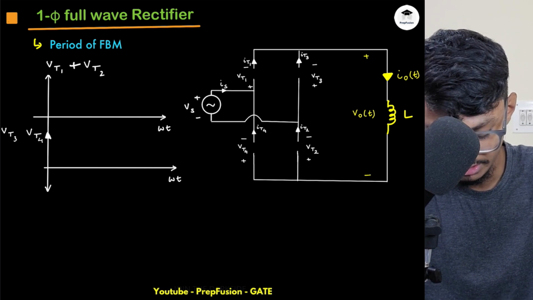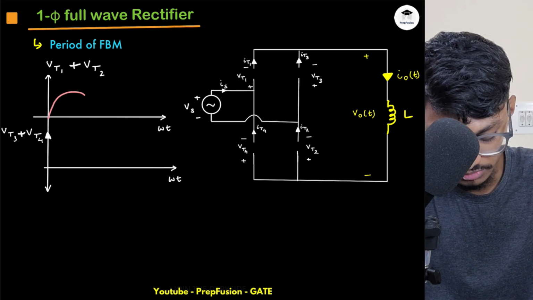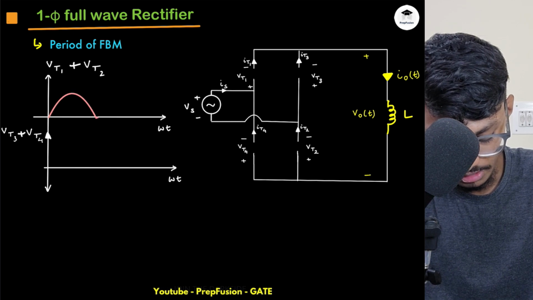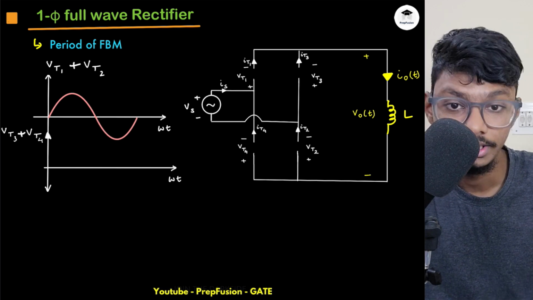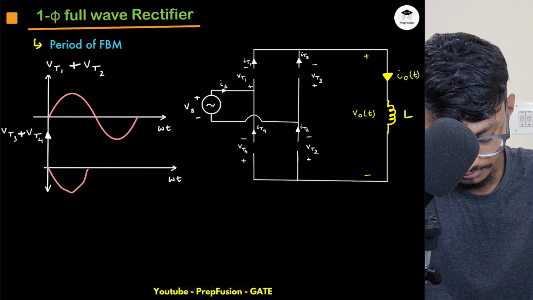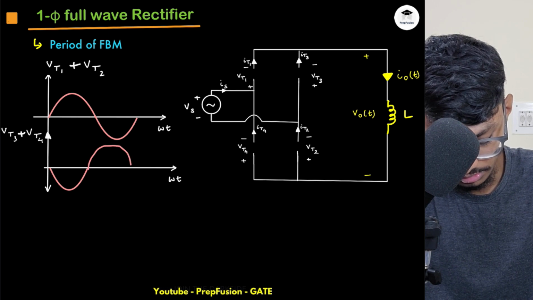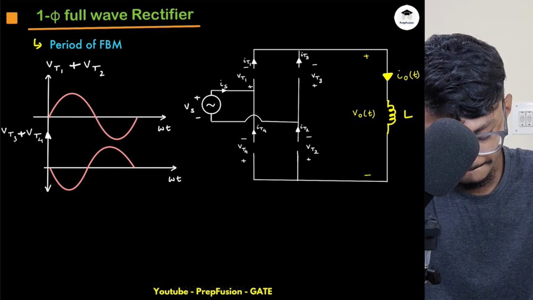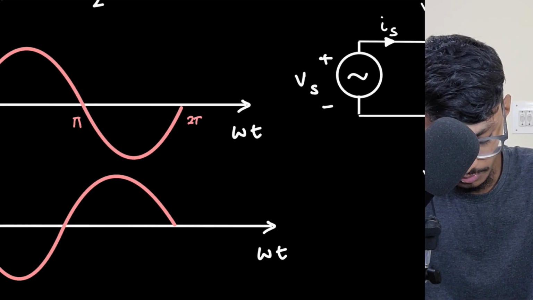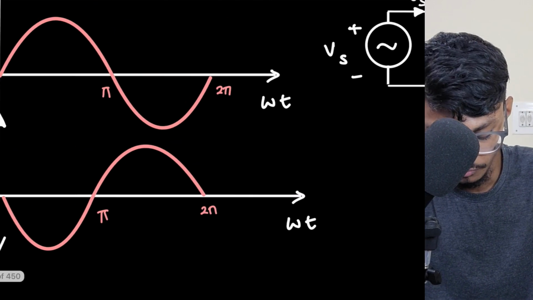So I can easily identify the region of forward blocking mode. What is the region of forward blocking mode? In case of T1 and T2, it will be from 0 to pi, and then it will be negative. And in case of T3 and T4, it will be negative, and then it will be positive. Negative and positive, right? So this is pi, this is 2 pi.